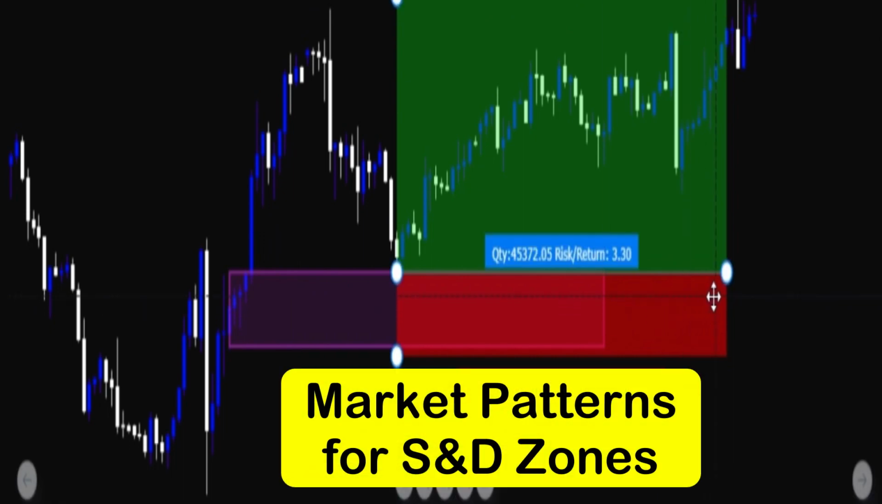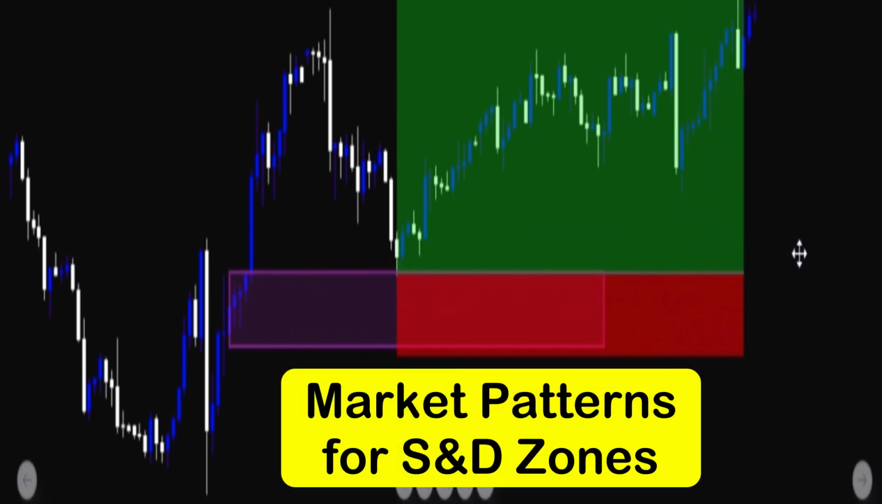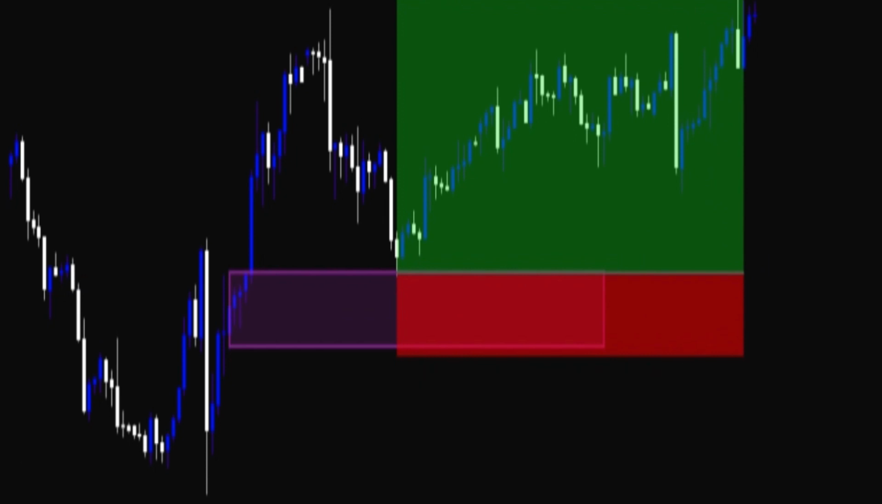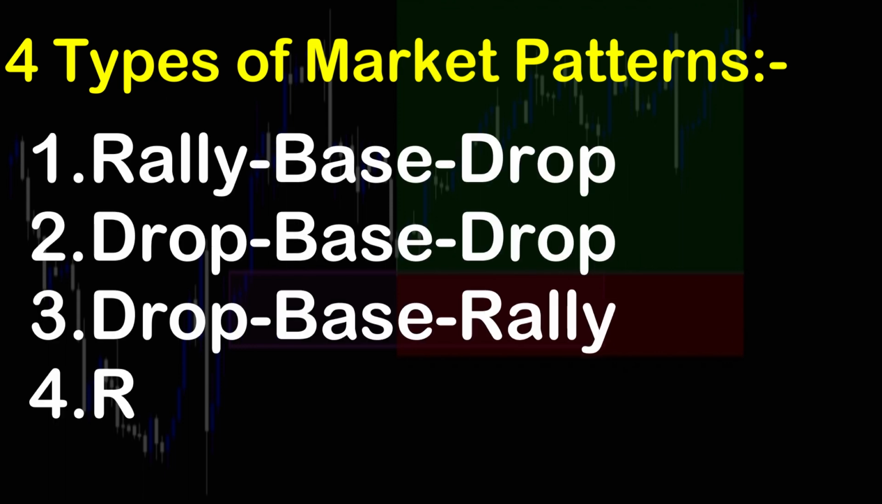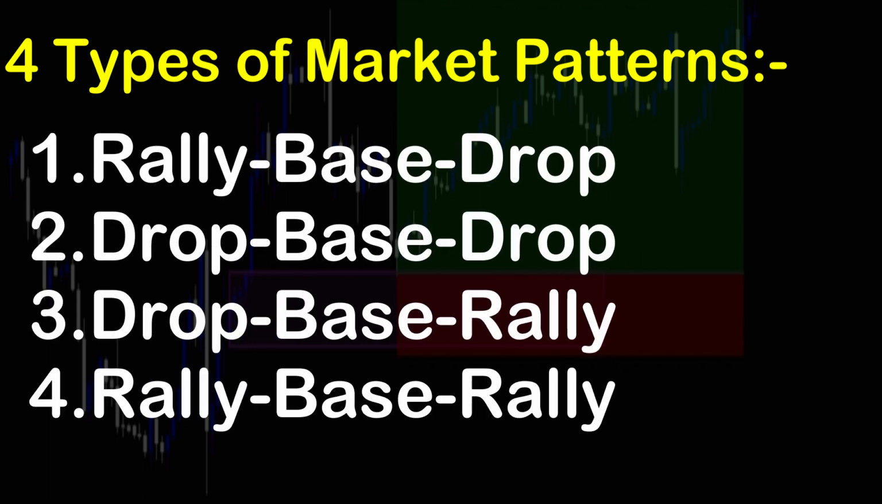Now let us learn the third concept, which is market patterns for demand and supply zone. The supply and demand zones can only be plotted in the market when the market makes these 4 types of patterns. The first 2 patterns are for the supply zone and the other 2 patterns are for the demand zone. Let us learn about all these market patterns in detail.